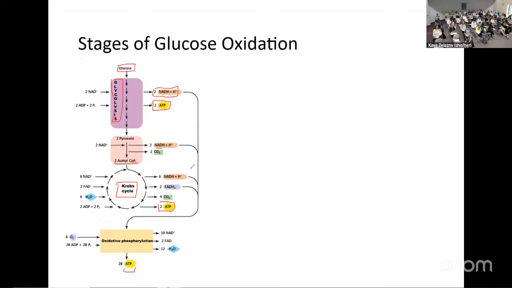And it's doing a lot of work when it comes to our reduced electron carriers here. We see that we have a lot of NADH forming, and a little bit of FADH2 as well. That's going to be the main job of our Krebs cycle. We'll see that in a little bit.